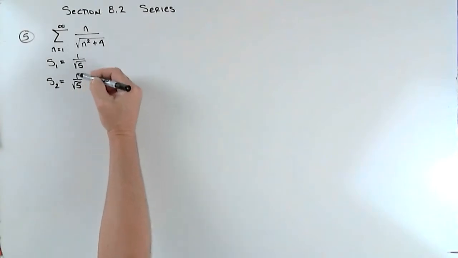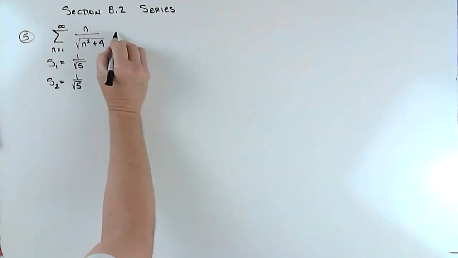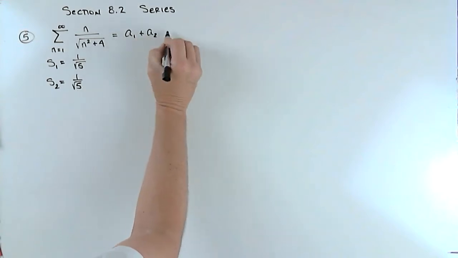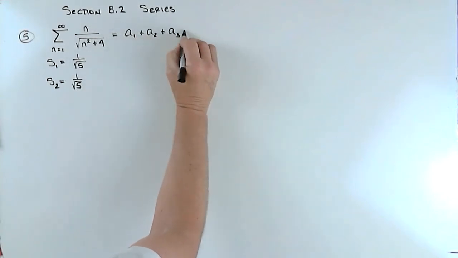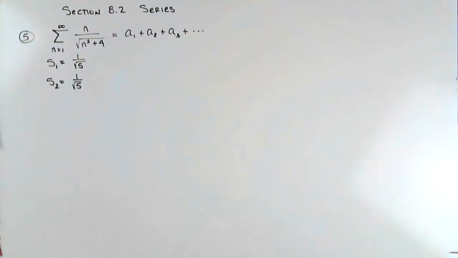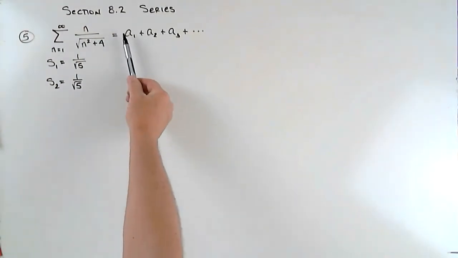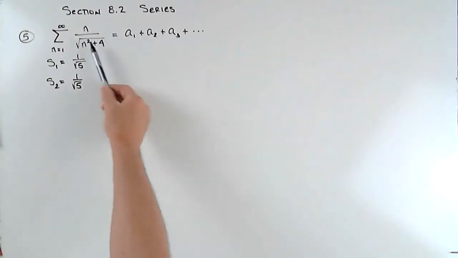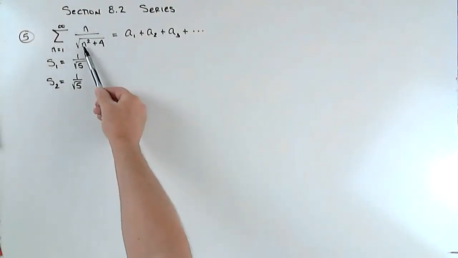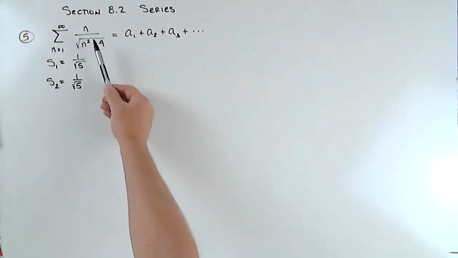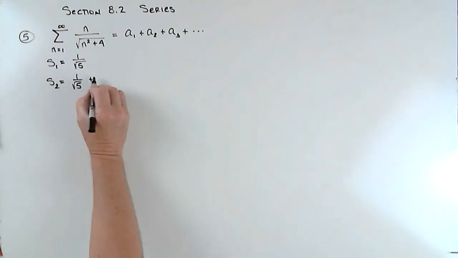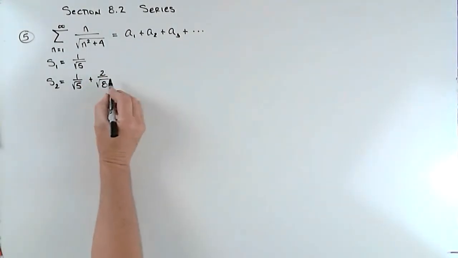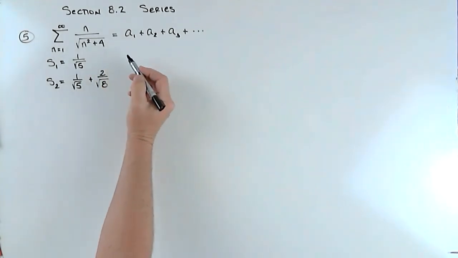That's our first term. Remember, when we get this, this will be a sub 1 plus a sub 2 plus a sub 3. Our series looks like this. Our first partial sum is just a sub 1. Our second partial sum is a sub 1 plus a sub 2. So we have to find a sub 2. Here we would get a 2. 2 squared is 4. So we would have plus 2 over the square root of 8. 2 squared is 4, 4 plus 4 is 8.